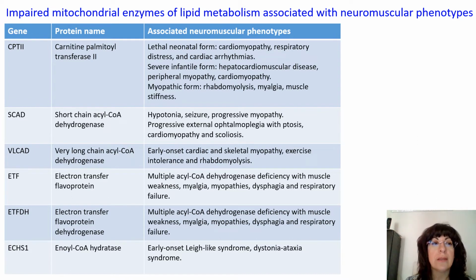Here you can find the neuromuscular phenotypes associated with alteration of lipid metabolism. Here you can find neurological symptoms, muscular symptoms, and also cardiac symptoms. This is because the heart uses mainly fatty acids for its energy production. Furthermore, lipid accumulations due to defective beta oxidation results in impaired mitochondrial function with decreased energy production and increased ROS generation.